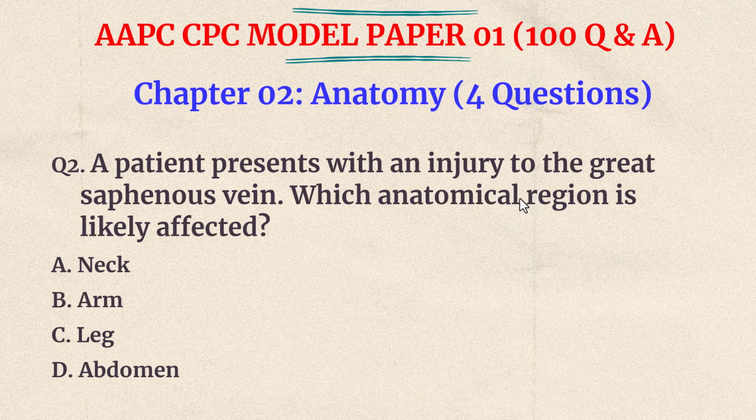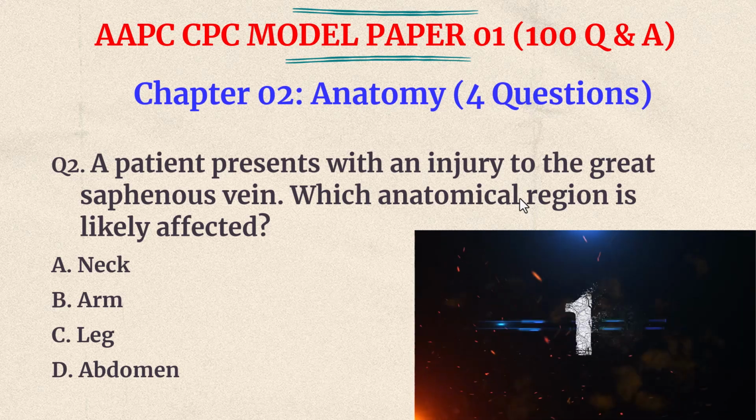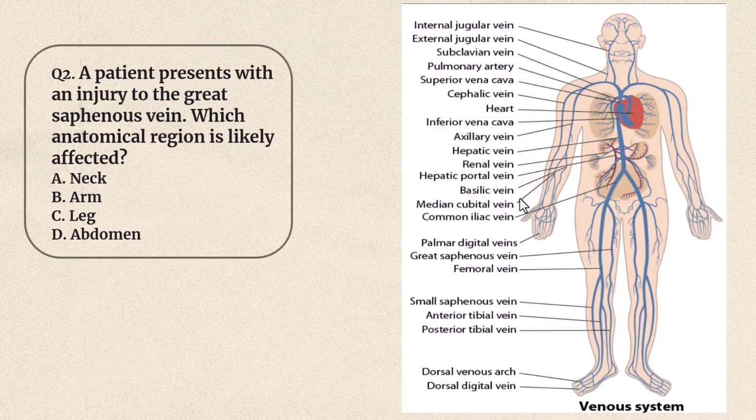Question number 2. A patient presents with an injury to the great saphenous vein. Which anatomical region is likely affected? A. Neck, B. Arm, C. Leg, D. Abdomen. So pause the video for a few seconds and think the answer. Yeah, if you know the anatomy of the venous system, this question will be easy for you.